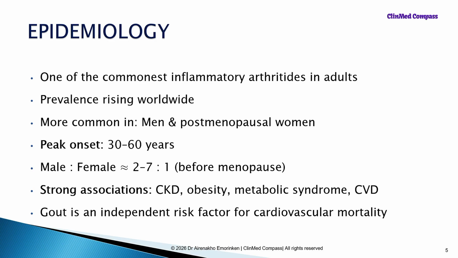Gout is one of the most common inflammatory arthritis in adults worldwide, and its prevalence is increasing due to aging populations, rising obesity, and increasing metabolic disease. It is more common in men and in postmenopausal women. The typical age of onset is between 30 to 60 years. Before menopause, women are relatively protected, which explains the male to female ratio of about 2 to 7 to 1.